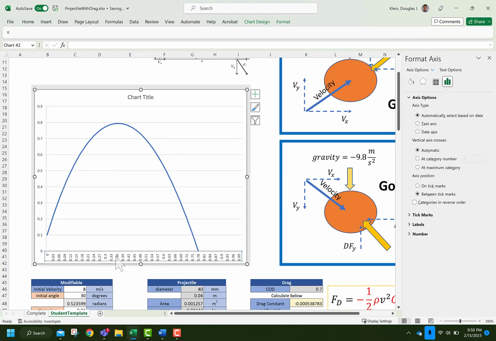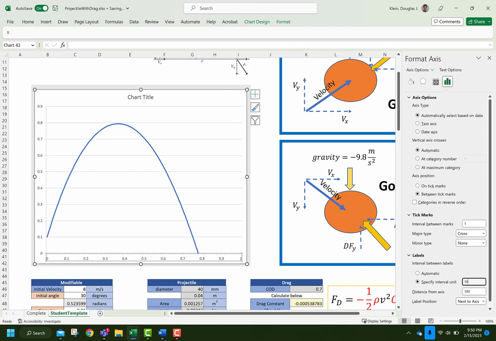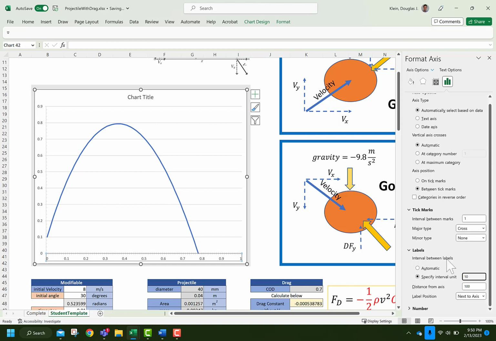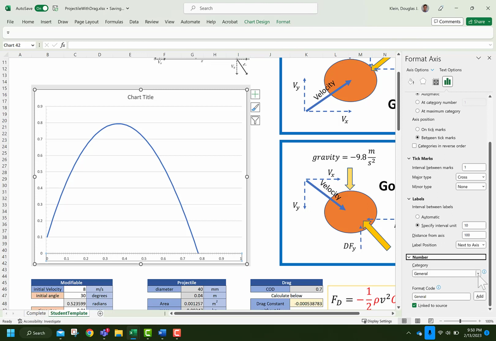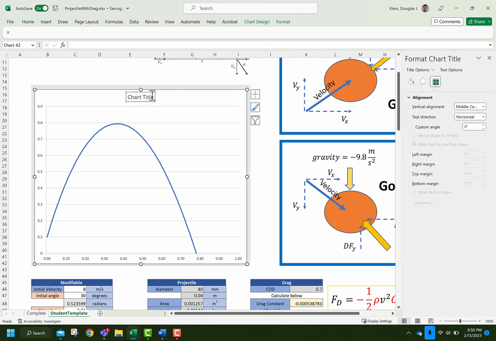So then I'm going to work on the bottom here. And I can go in, I can manipulate tick marks if I want. I can also change how many of those there are. So I'm just going to specify interval unit, which is 10, which should give me that, which is a little easier to work with. I'm also going to set my number to have 2 places. Last thing to do, it does not need a title, so I'll get rid of that.